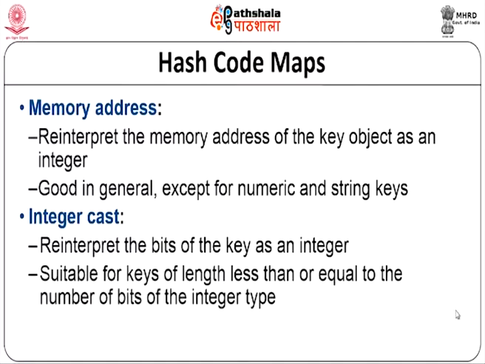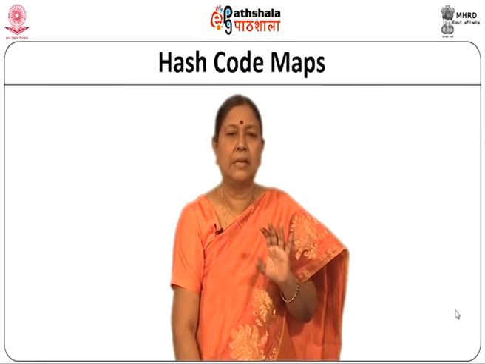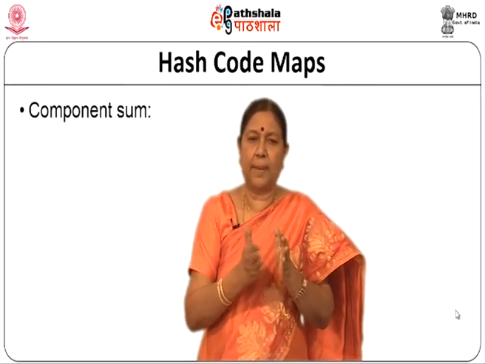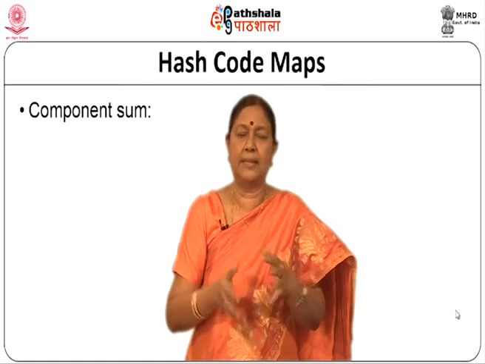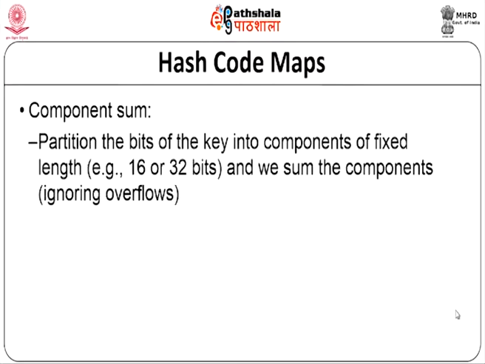It is suitable for keys that are of length equal to or less than the integer type. Remember, the first hash code map takes the key and maps it to an integer. So, how you do this mapping is what we are talking about now. You can reinterpret the memory address of the key as an integer, or take the bits of the key as an integer, but the problem is that the size should be equal to the number of bits used to represent the integer. That is called integer cast. For the component sum, you partition the bits of the key into components of fixed length, say 16 or 32, and sum the components, ignoring the overflow.